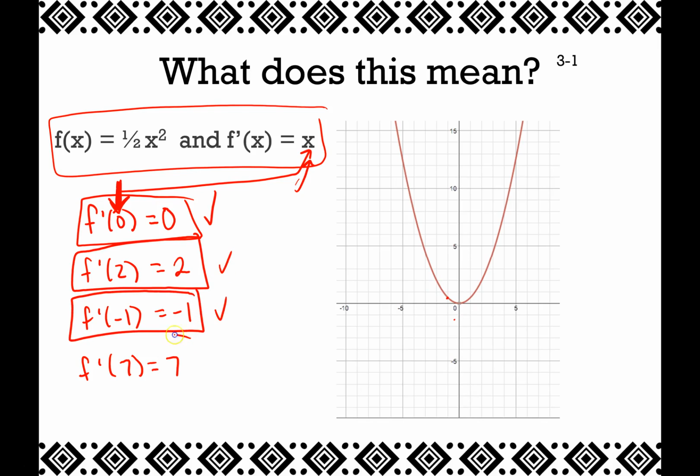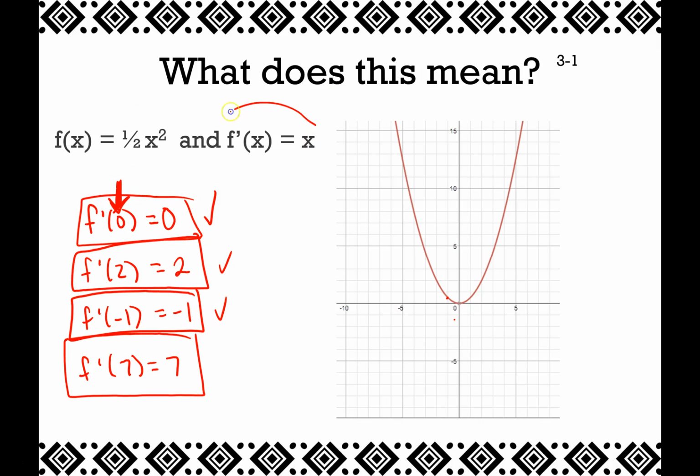So it works, right? We're just basically saying that the derivative gives us an equation that can find the slope of the tangent line for any x value that we choose to plug into the derivative. So all we have to do is plug our x value into our derivative function and it tells us the slope of the tangent line at that point.